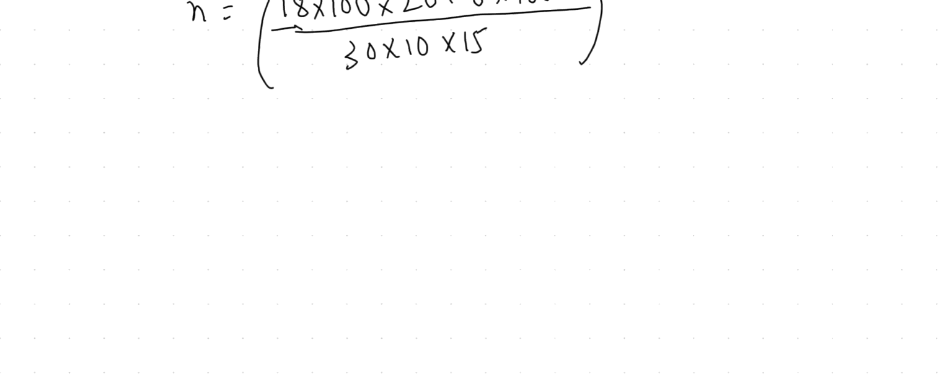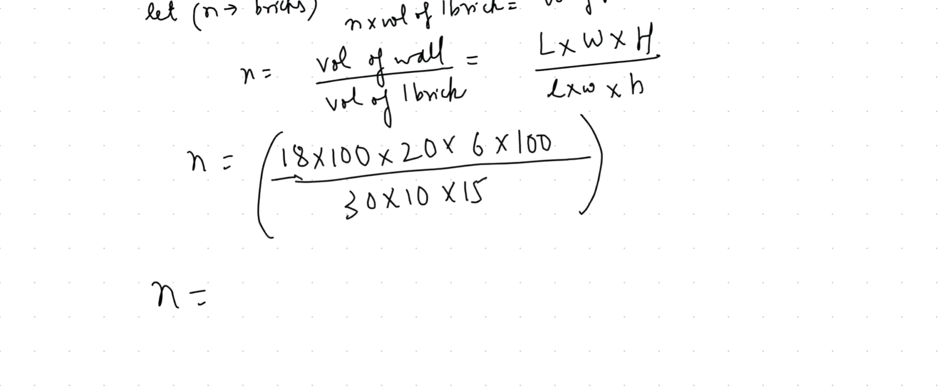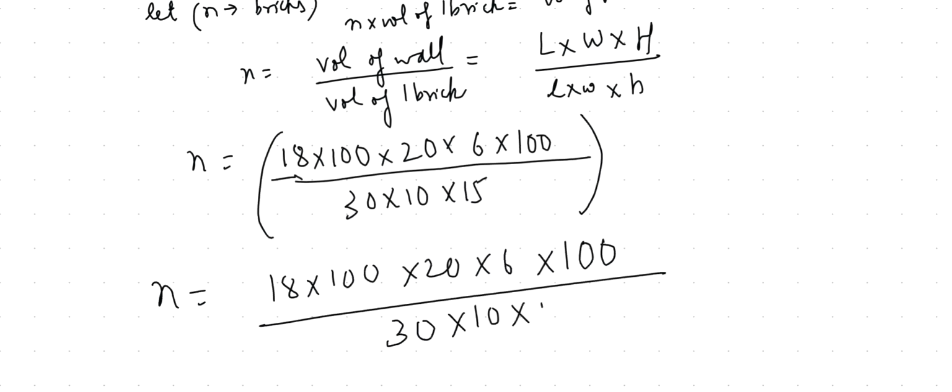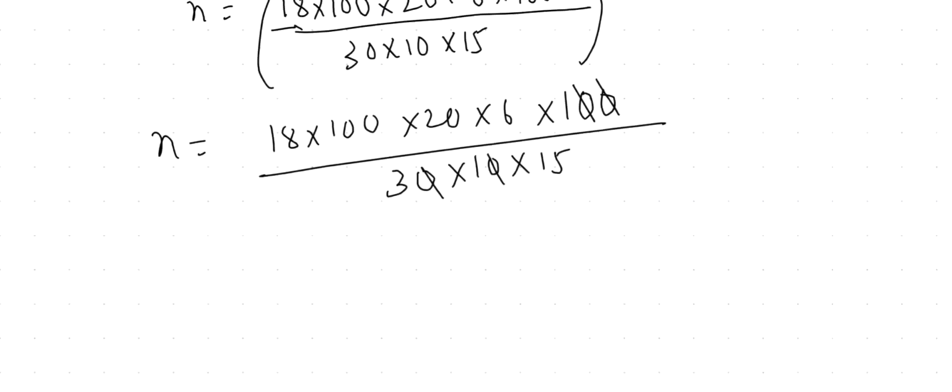The rest of it is just calculation. I'm rewriting it here because I'm going to cancel out things as part of simplification. 18 into 100 into 20 into 6 into 100 over 30 into 10 into 15. The 2 zeros in the denominator cancel out with the 100 from the numerator. Then 5 threes are 15, then 5 fours are 20. It depends how you cancel out; we're going to get the same answer for n.